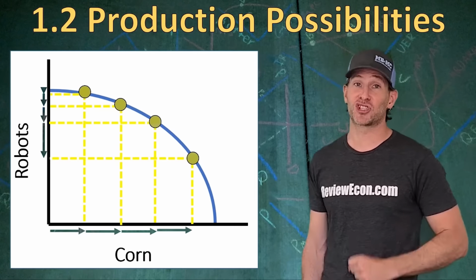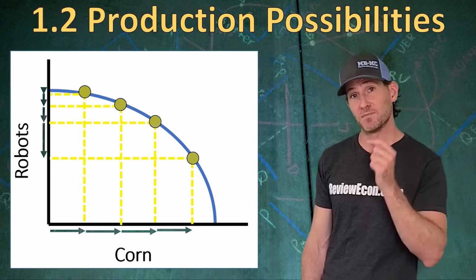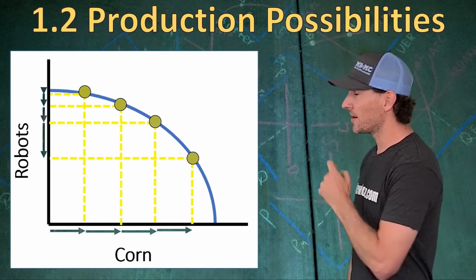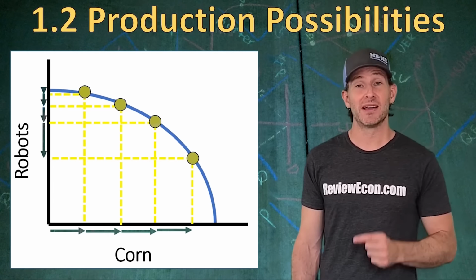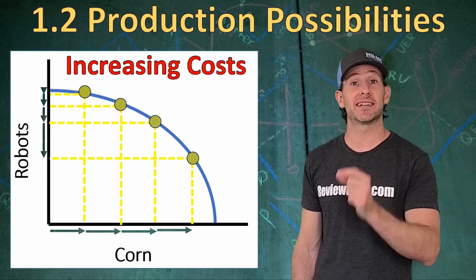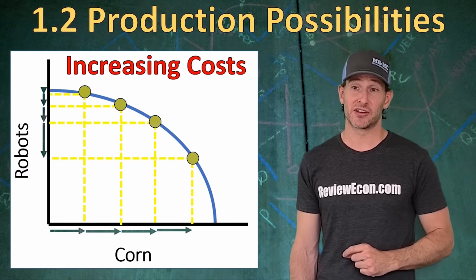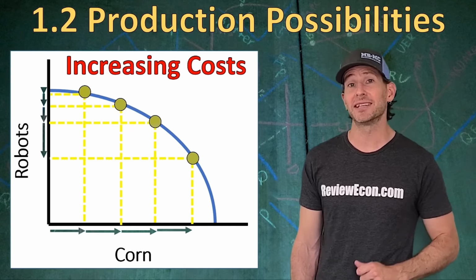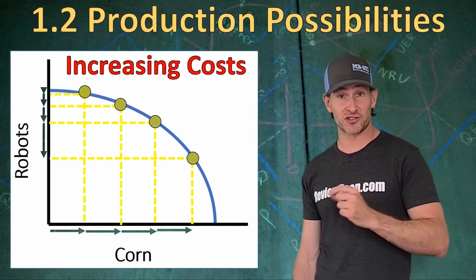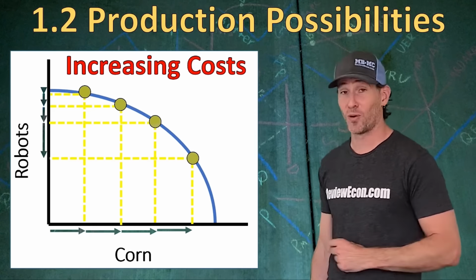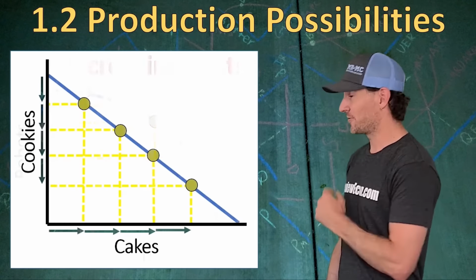Since we have a bowed out shape like this that's concave to the origin, as this economy produces more and more corn, they give up greater and greater amounts of robots. We can see that bowed out shape means that we have increasing costs of production. What that tells us is that the resources that are used to produce robots are not perfectly adaptable to the production of corn. If the resources that are used to make robots were also really good and equally good at making corn, then we would see a more straight curve like we have here.